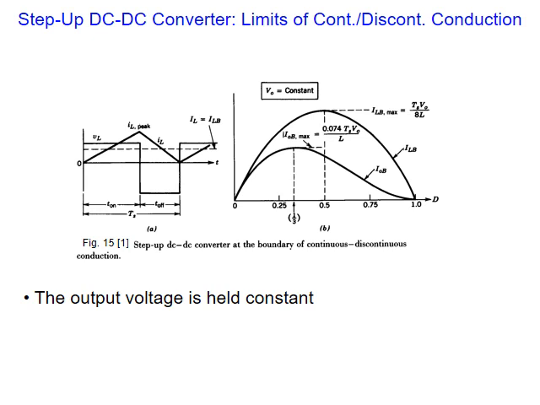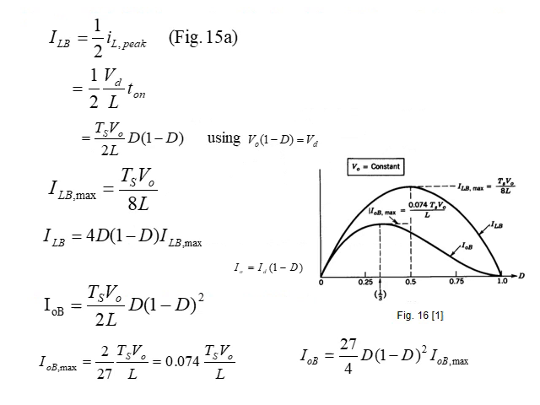Again, we need to discuss the situation of continuous and discontinuous mode. We use the same graph. You see here the voltage is changed, and the graph changed now. Have a look here. Let me start with IL boundary, which is 1 over 2 IL peak, as we discussed before. Now we can have a formula. Again, you remember, VL equals L di over dt. Cross multiply and integrate, and you will get this value.